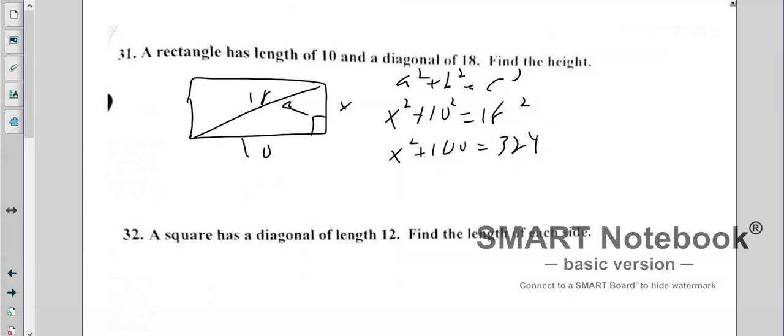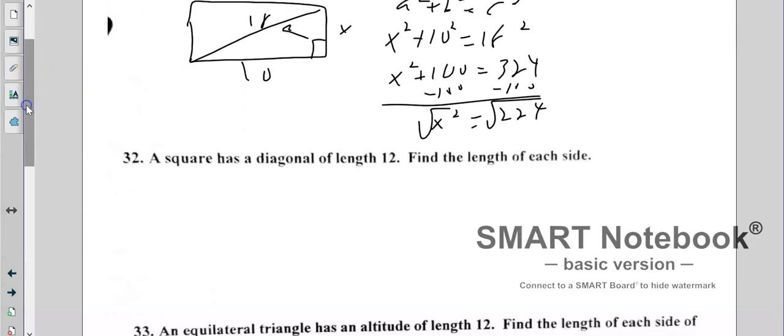Subtract 100. Subtract, because we're moving it over. Remember, don't add the numbers on opposite sides. X squared equals 224. We square root. We have to break down and find out what magic number goes into 224. Okay? Most of you are going to want to do 4, but go backwards. In this case, it's 16 again times 14. So the square root of 16 is 4, and radical 14 just stays the same.